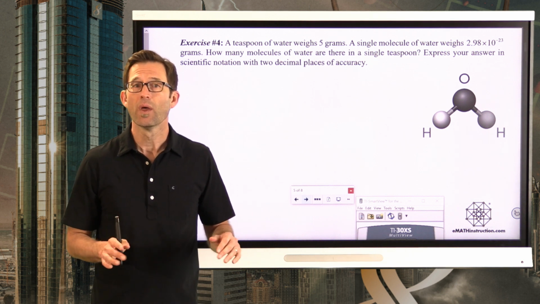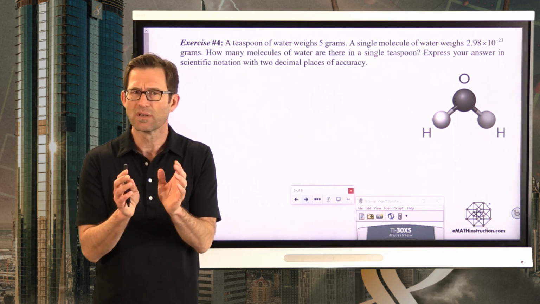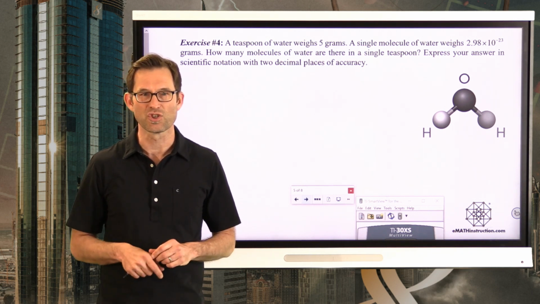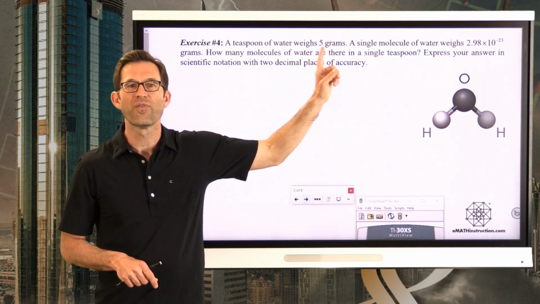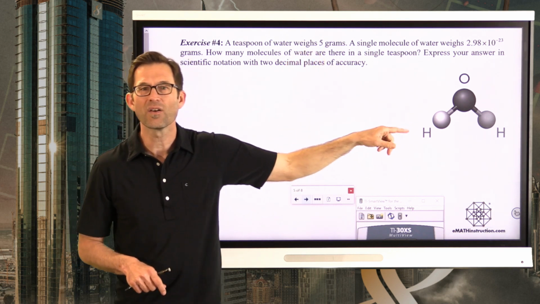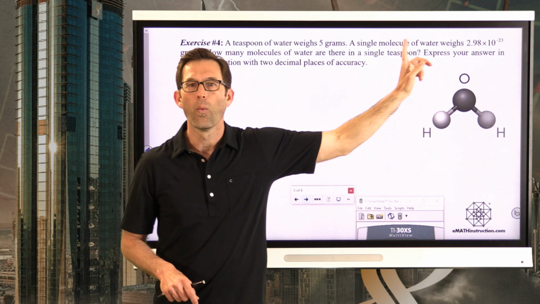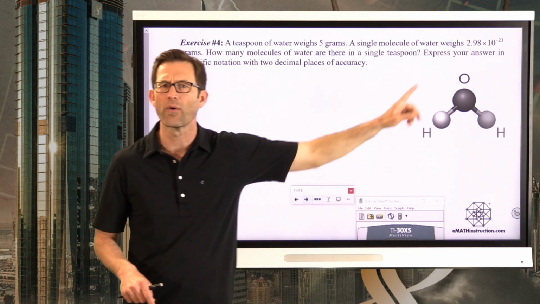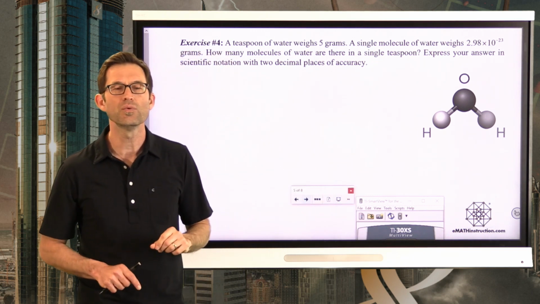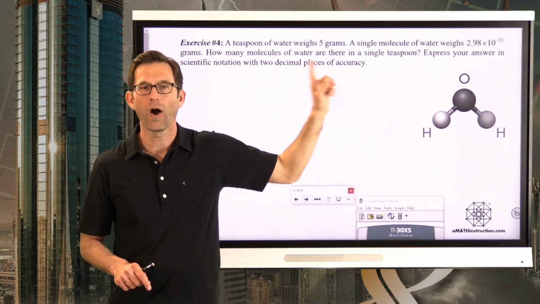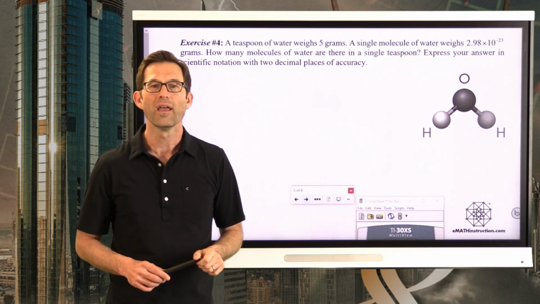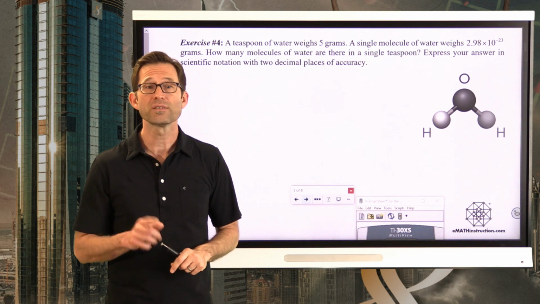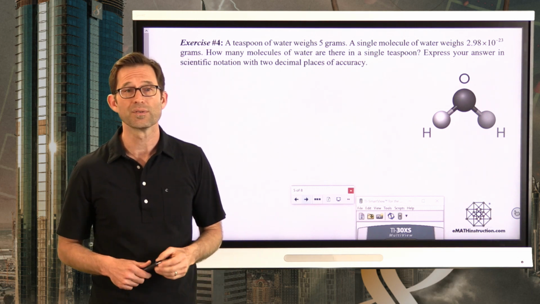Now again, review. A teaspoon. Imagine a teaspoon. It's not the biggest thing, right? It's one of the smallest measuring devices you probably have in your kitchen. A teaspoon of water weighs 5 grams, and every single H2O molecule weighs 2.98 times 10 to the negative 23rd grams. Very, very small. Given those 2 numbers, I'd like you to figure out how many molecules of water there are in a single teaspoon. And it's going to be a large amount. Pause the video now and see if you can figure out how to do this.